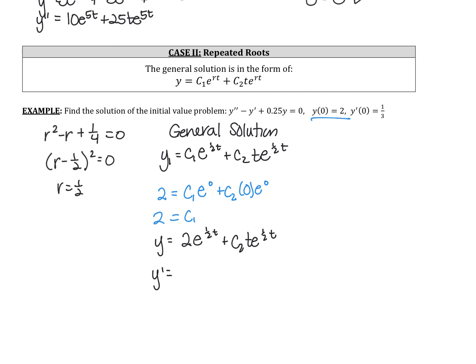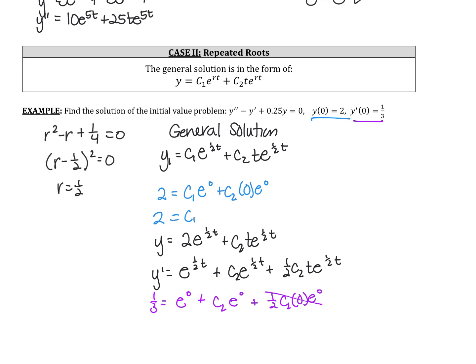So I get 2 times 1/2, which is just 1e to the 1/2 t, plus, so I've got a product rule in there, derivative of the first would be C2, plus derivative of the second would be 1/2 C2 t e to the 1/2 t. That's messy. Now let's substitute in: y prime of 0 is 1/3. So we get e to the 0 plus C2 e to the 0 plus C2 times 0 times e to the 0. We can deal with that. So we have 1/3 equals 1 plus C2, which means C2 equals negative 2/3. That got really messy, sorry.